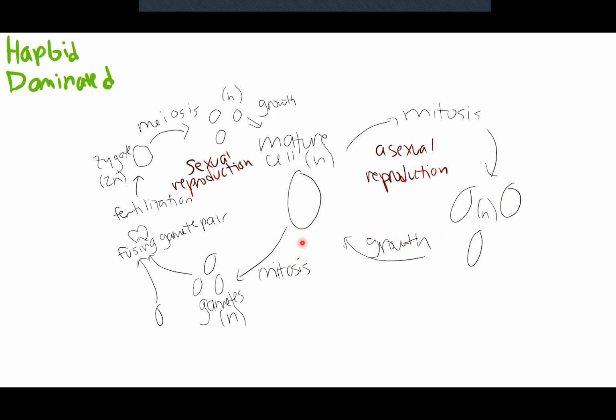On the left, down here, we have the mature cell going through mitosis. It produces gametes, which are haploid. Then we have fertilization. So we have two gametes combining. The gamete pair fuses and it produces a diploid zygote, which through meiosis produces haploid cells, and these cells grow to mature.